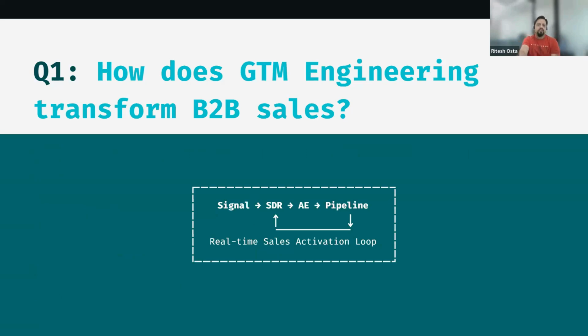All right, so in visual, this is how it looks. Signal will lead the SDRs, the sales reps, and the AEs, and it's basically going to create real-time sales activation. Signals will be real-time, insights will be real-time, and sales reps should be able to take decisions fast, run the automation, and then increase the pipeline. That is how things look.